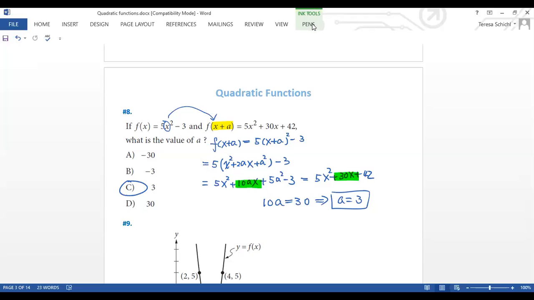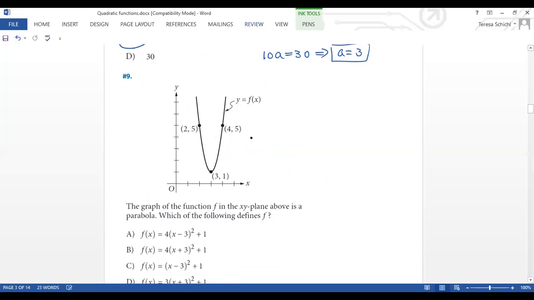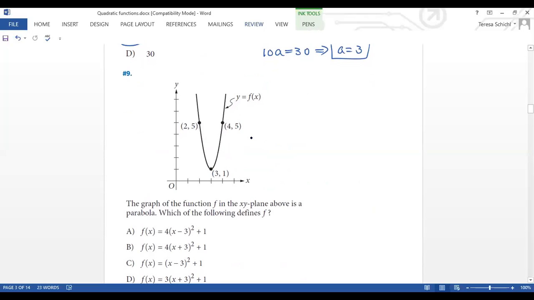Okay, so let's take a look at the next one. Number 9 is here. It tells you the graph of the function f in the xy plane above is a parabola. So that means it's a quadratic function. Which of the following defines f?